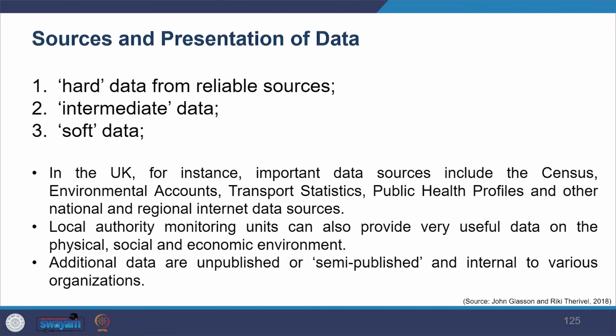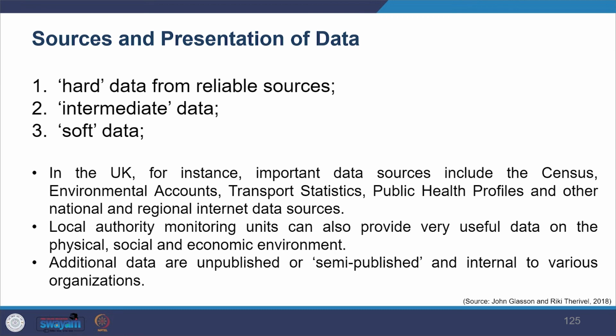When you undertake these baseline studies, you have certain sources of data. You have secondary data or hard data, which can be taken from the agencies, and then you have soft data, which you can get by primary surveys. It's advisable that hard data collected from secondary sources is much more reliable and easy to communicate. You have a lot of information sources: you can use census, environmental accounts, transport statistics, public health profiles. All these can be used, and the local authority may also provide a lot of information.